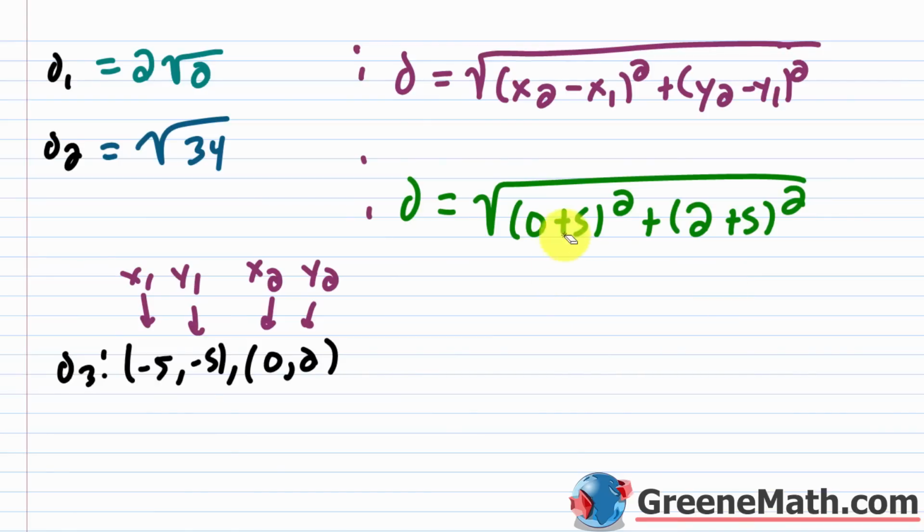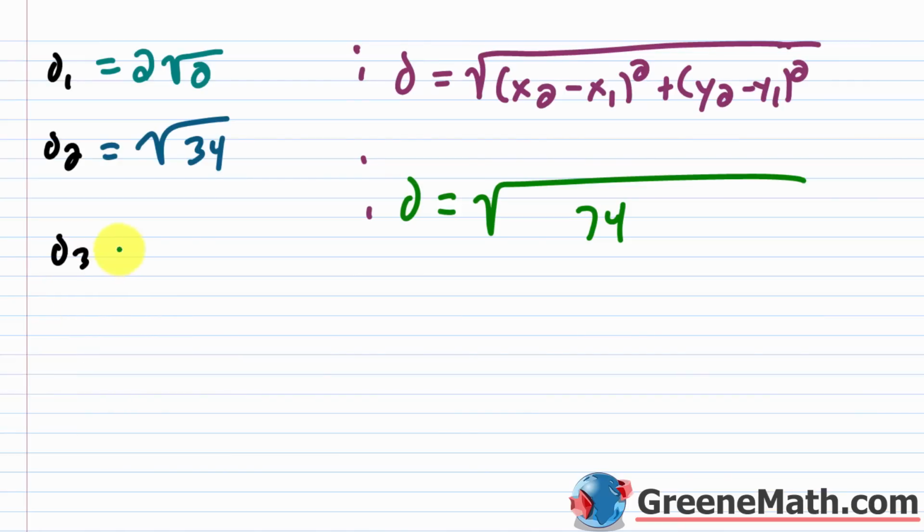So 0 plus 5 is 5. So 5 squared would be 25. And then 2 plus 5 is 7. So this is 7 squared, which is 49. So 25 plus 49, that's going to be 74. So this is the square root of 74. Now 74 divided by 2 is 37, so you really can't do anything with this. And scooch this up here and say this equals the square root of 74.